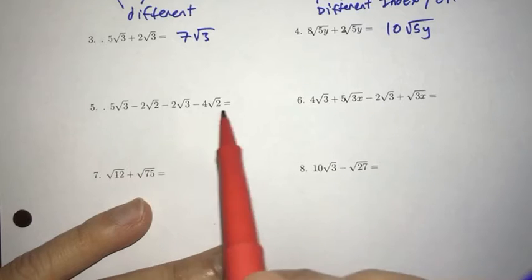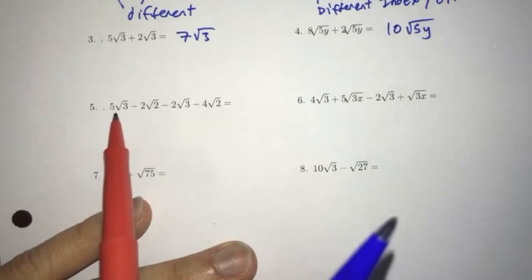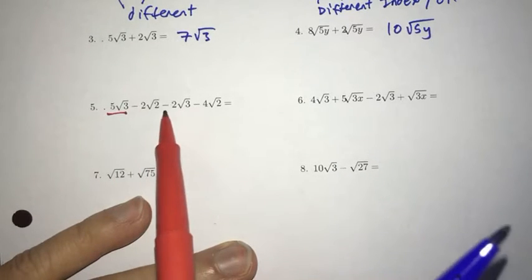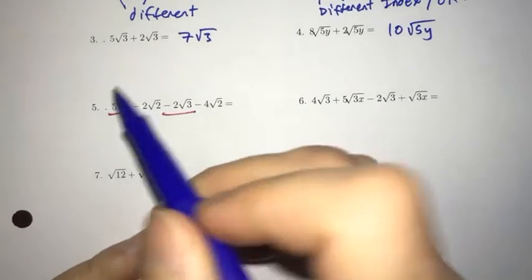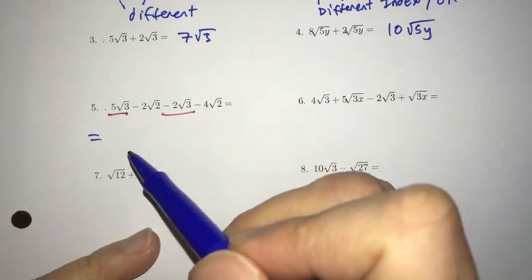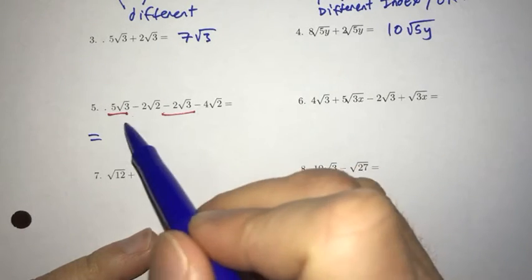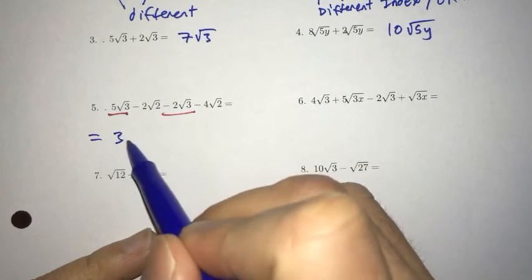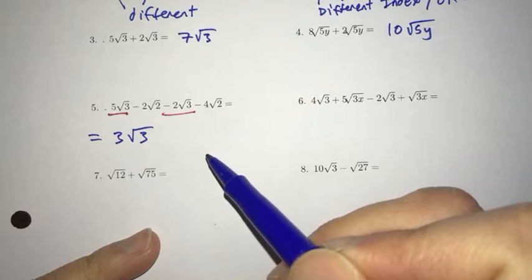Now here we have several terms. I'm seeing a root 3 here, 5 root 3, and minus 2 root 3. Those look like they can be combined. Just like sometimes we have different variables, we can only combine like terms. We can only combine like roots. 5 minus 2 is 3. Let me attach the root 3.